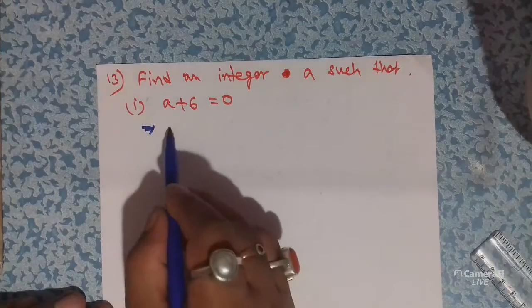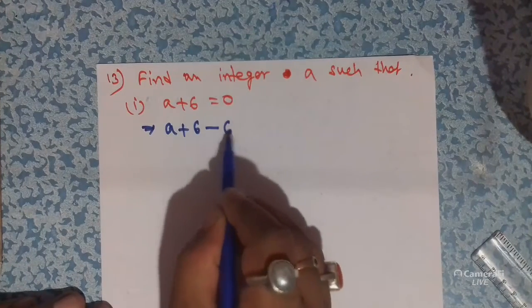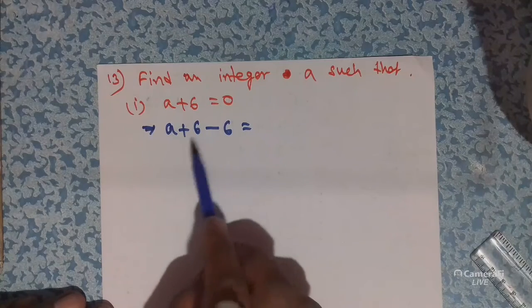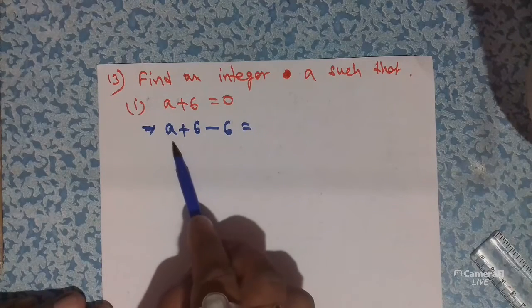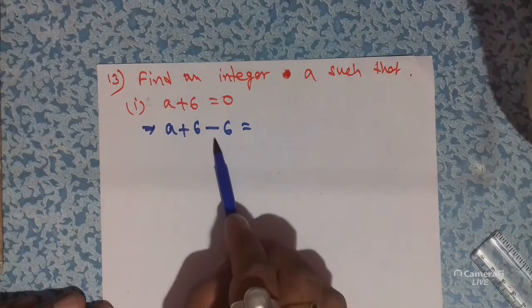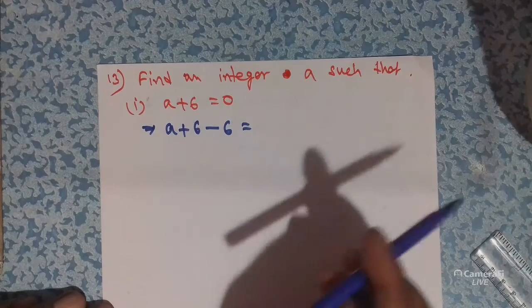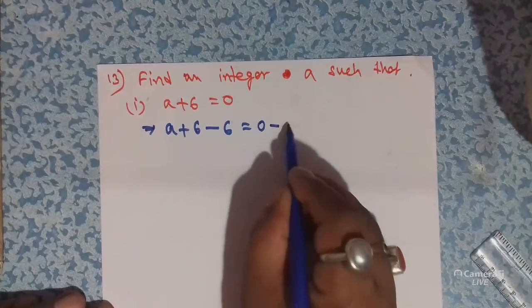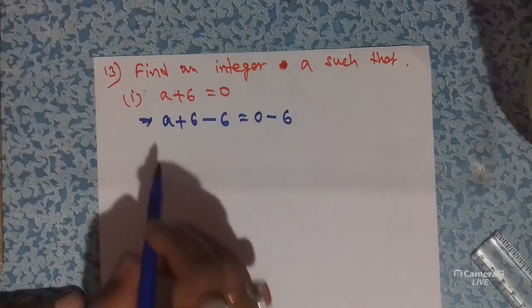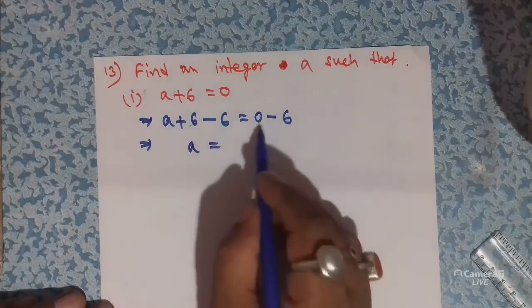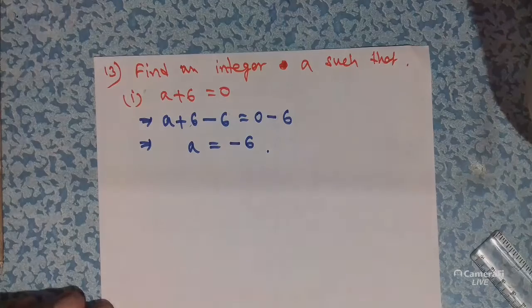So here students, we have to add minus 6. If we add minus 6 to the left hand side, plus 6 minus 6 is 0. Then we can find only a on the left hand side. But students, if we add minus 6 to the left hand side, we have to add minus 6 also to the right hand side. So plus 6 minus 6 is 0. So it will be a, and 0 minus 6 is minus 6. So the value of a is minus 6.